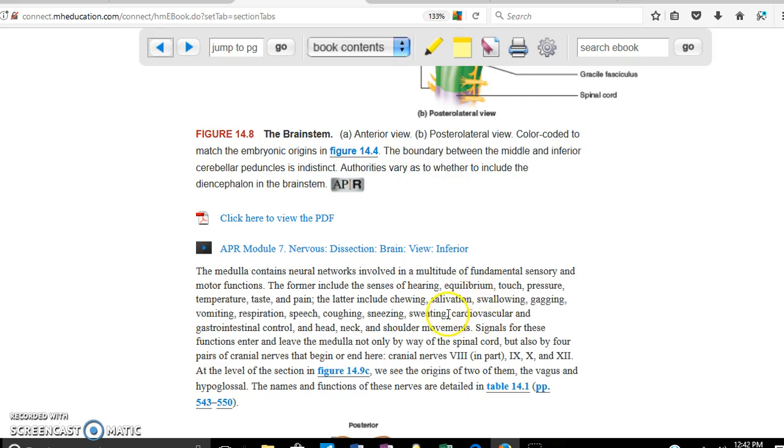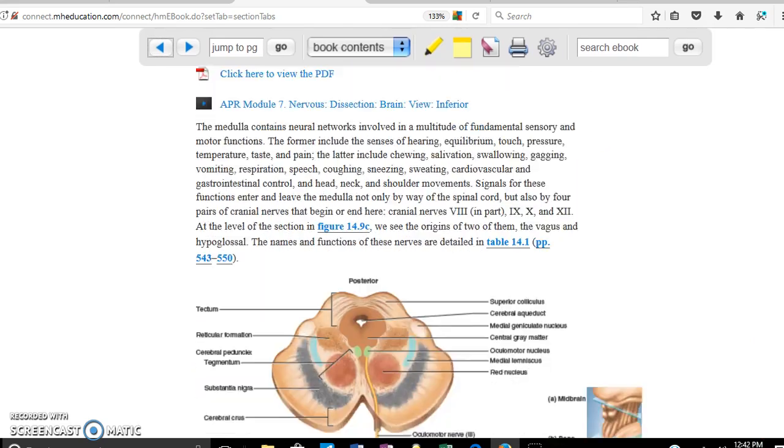Also, don't forget that we have cardiovascular control as well as gastrointestinal control. Remember I told you cranial nerve number 10 is vagus, and that one goes all the way down to your abdomen and thorax in order to control these things. So therefore, you can see that functions of the medulla are related to gagging, chewing, control of the heart, control of gastrointestinal movements, because those are controlled with these cranial nerves.